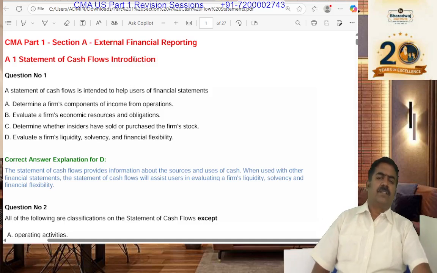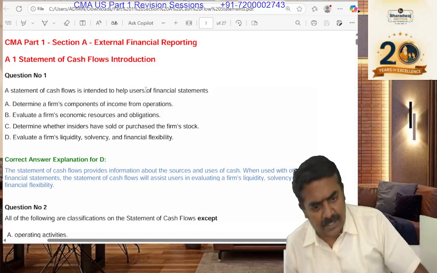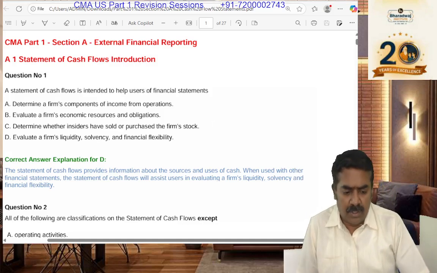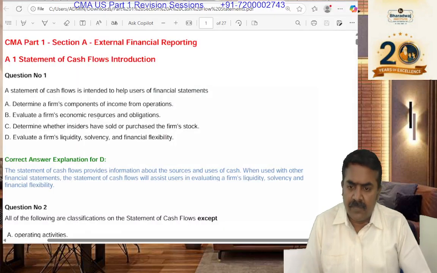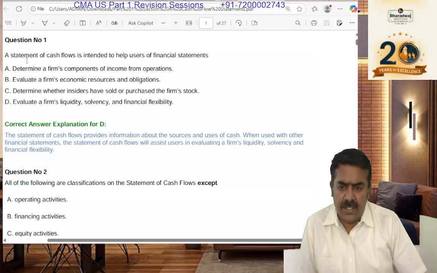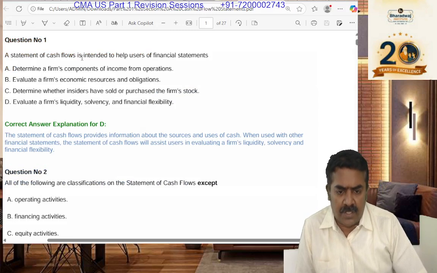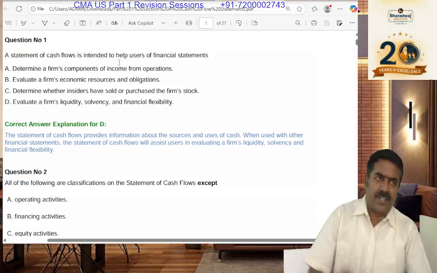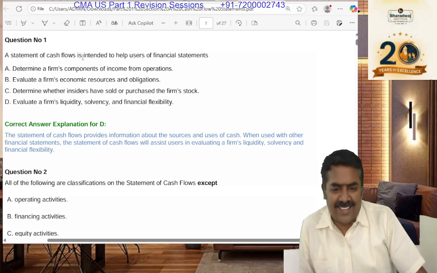We'll begin with the cash flow statement. To start with, the basic things we'll see. The statement of cash flows is intended to help users of financial statements.